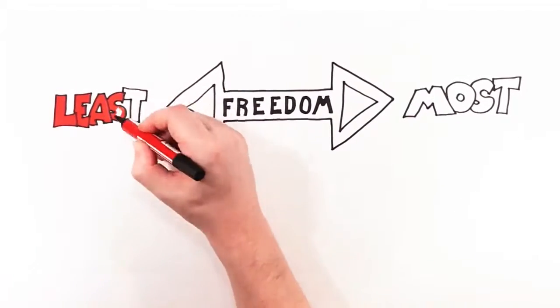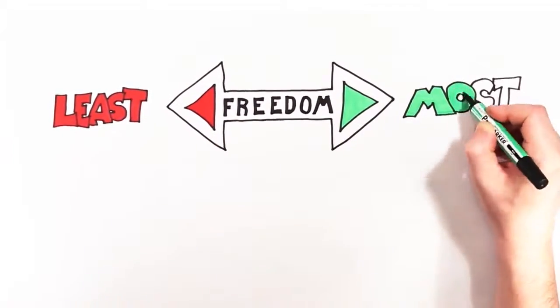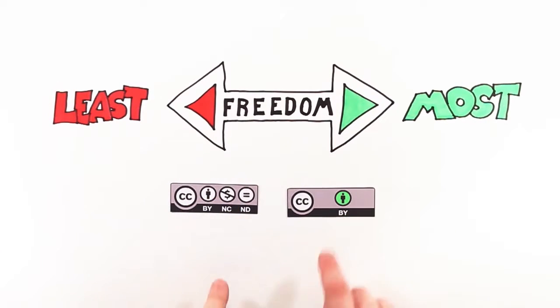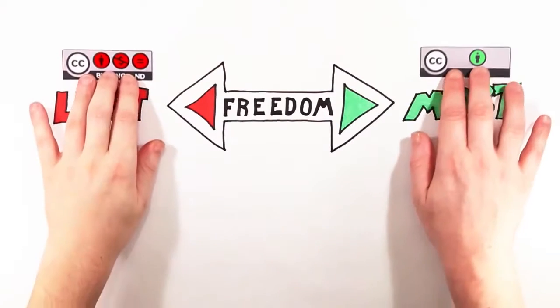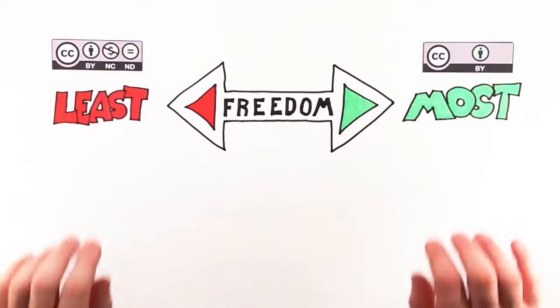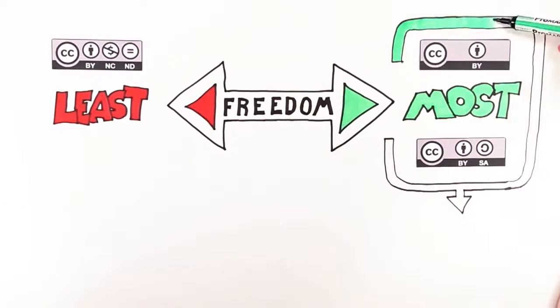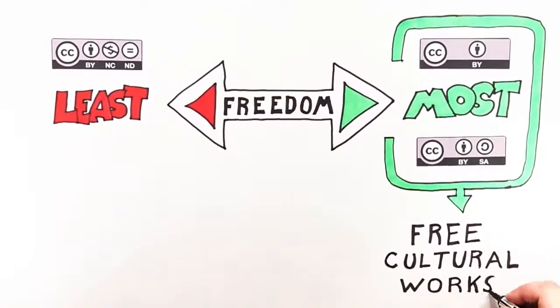The difference between them is how many rules apply when someone wishes to use your work. The attribution license allows reusers the most freedom, and the attribution non-commercial no derivatives license allows the least freedom. The attribution license and the attribution share-alike licenses are sometimes referred to as Free Cultural Works approved licenses.